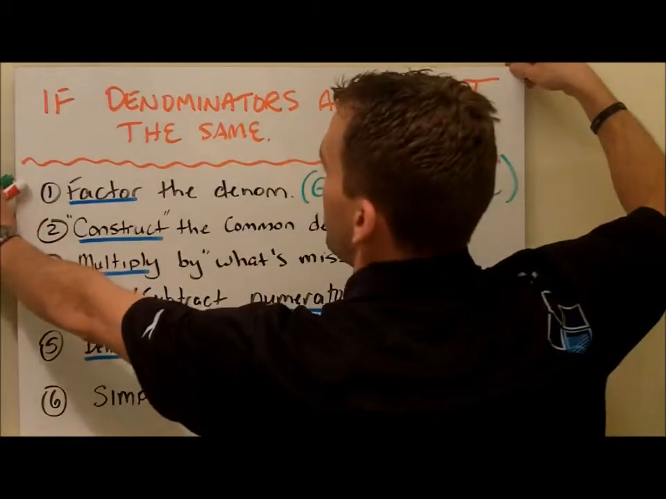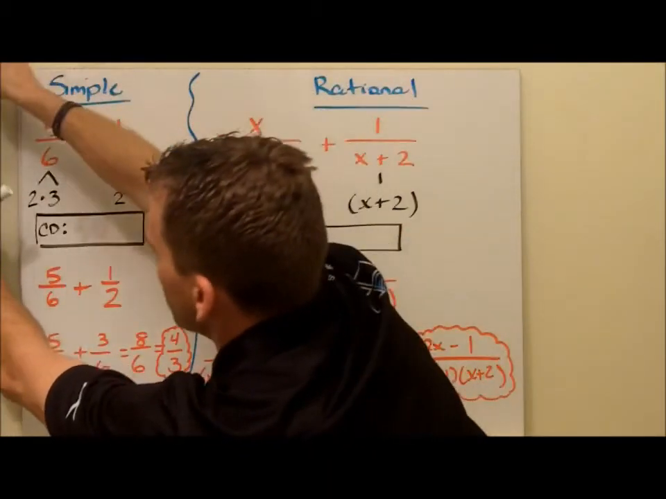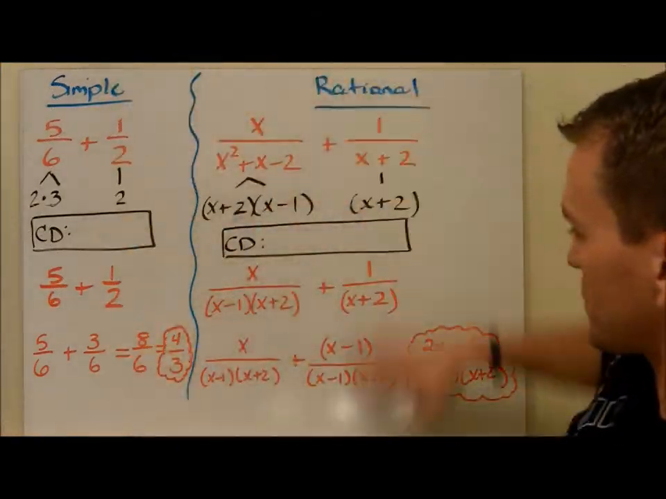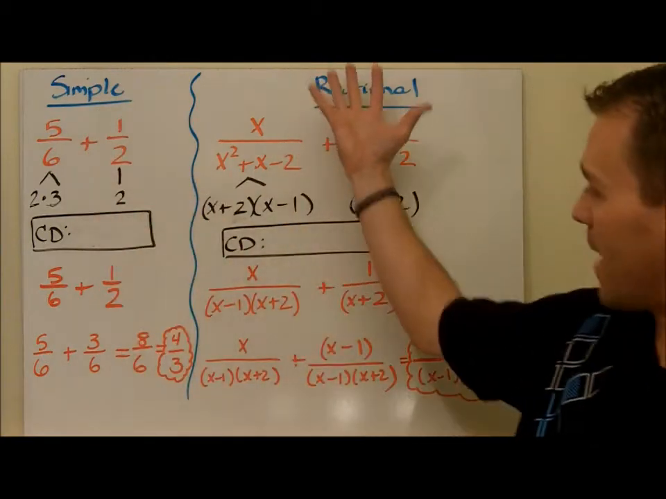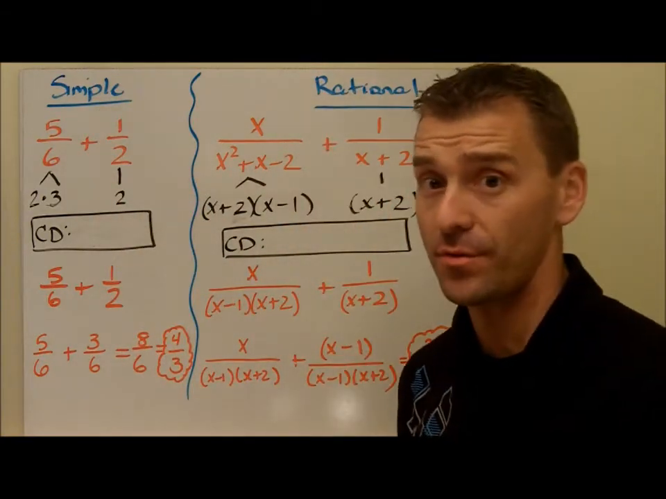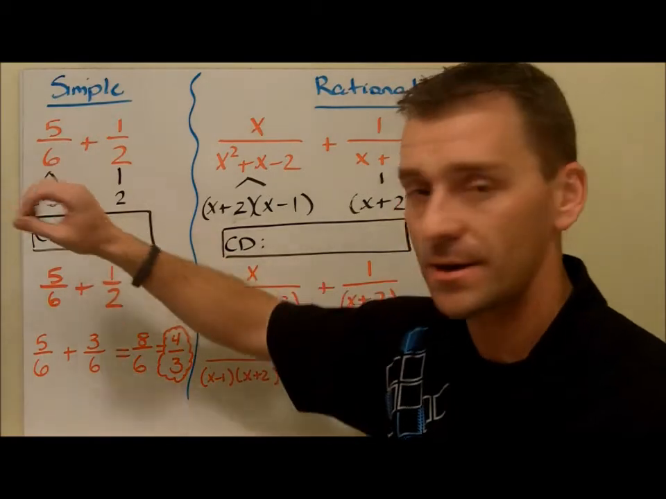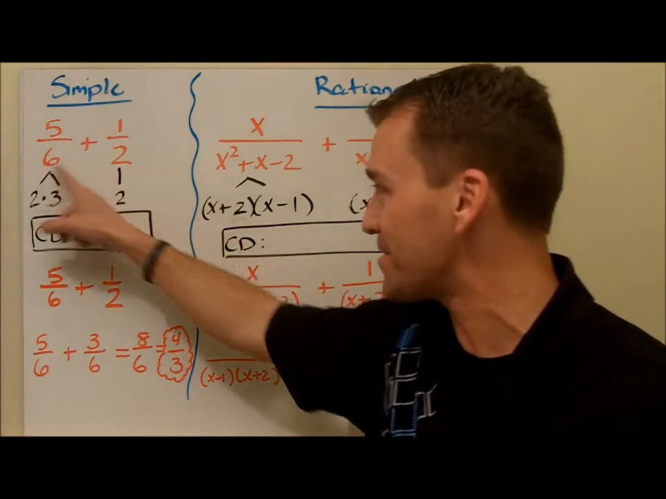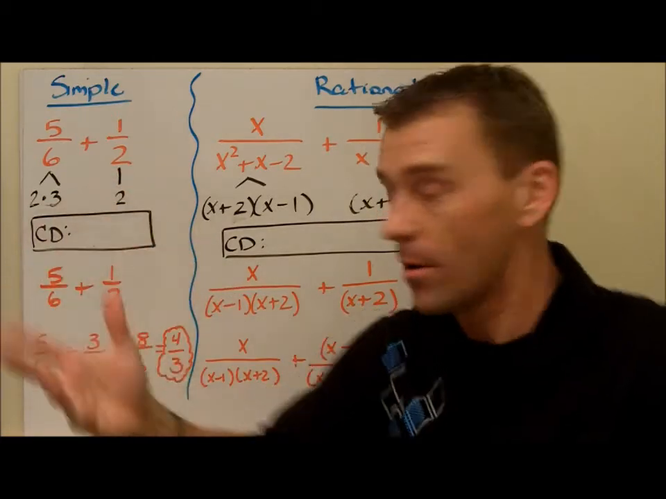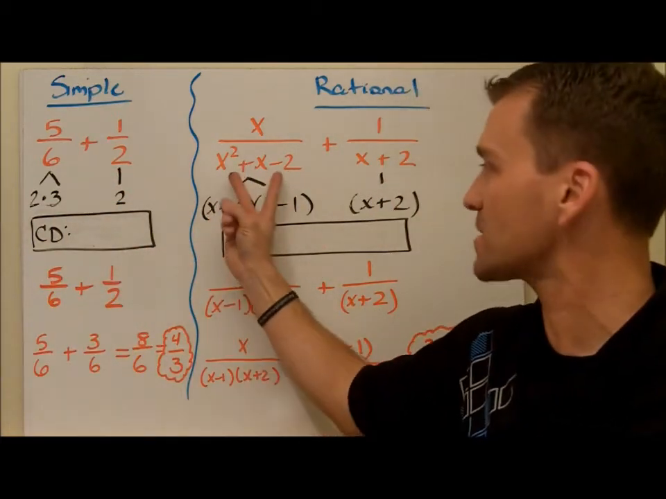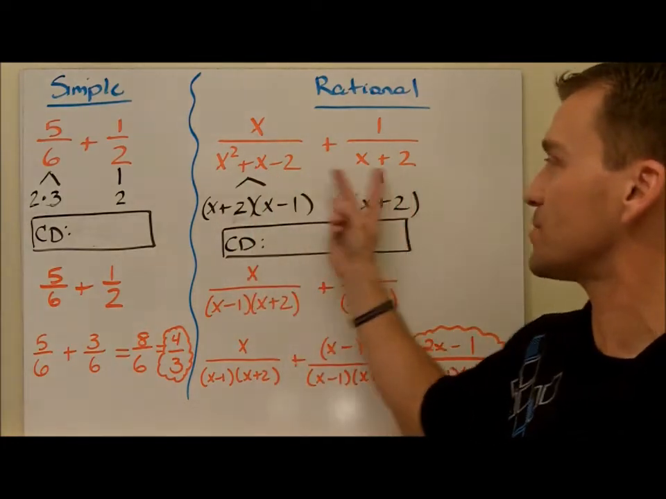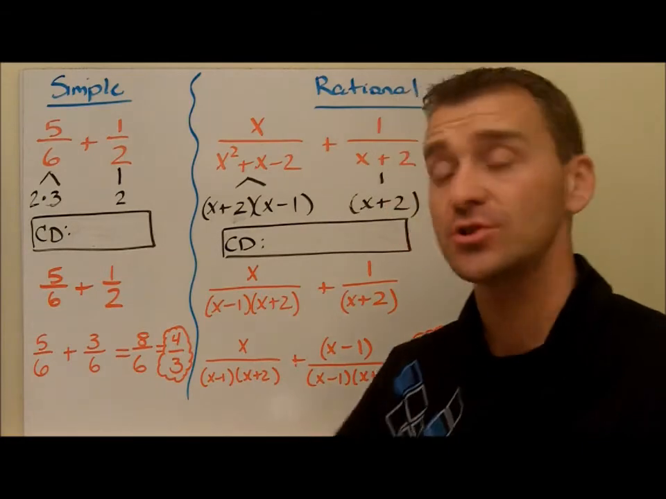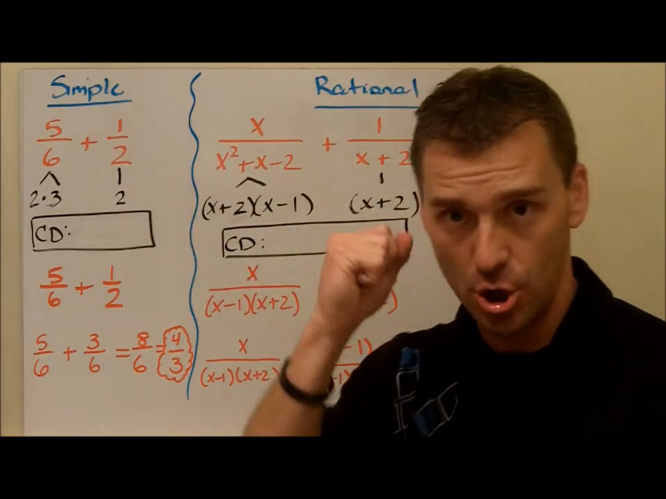So let's do one where we do not have denominators that are the same. You're going to see me now parallel 2 examples for you: a simple example and a rational expression example. Now you're going to see in both of these, right away, 6 and 2, my denominators are not the same. Oh no. Over here to the right, certainly they're not the same: x squared plus x minus 2 and x plus 2. Let's use our steps to get these things the same so we can actually add these things together. Here we go.